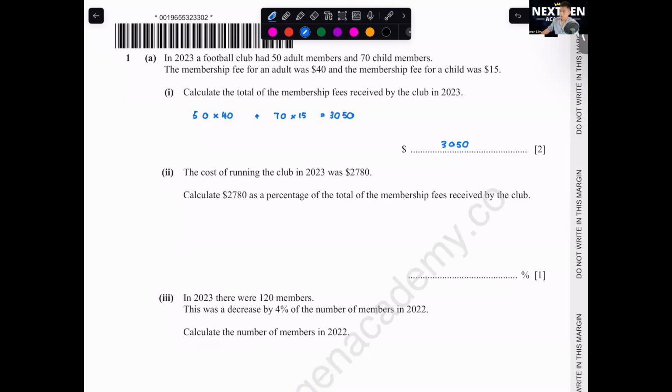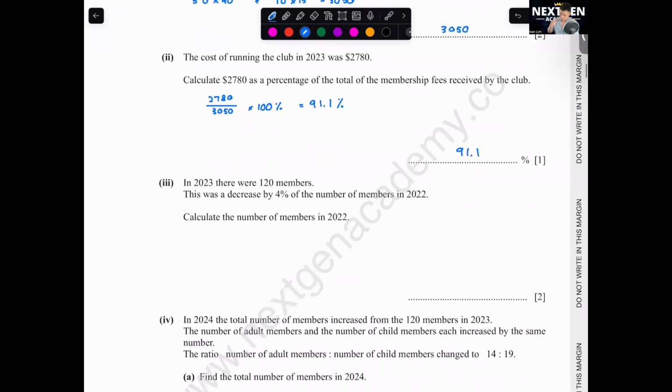Number 2, the cost of running the club. Running the club in 2023 was $2,780. Calculate $2,780 as a percentage of the total of the membership fees received by the club. So you take 2,780 over the total 3,050. Since you want it in percentage, you multiply by 100%. Type it in the calculator, 91.1%. And if you don't know what accuracy to present it in, minimum you need to present it in 3 significant figures.